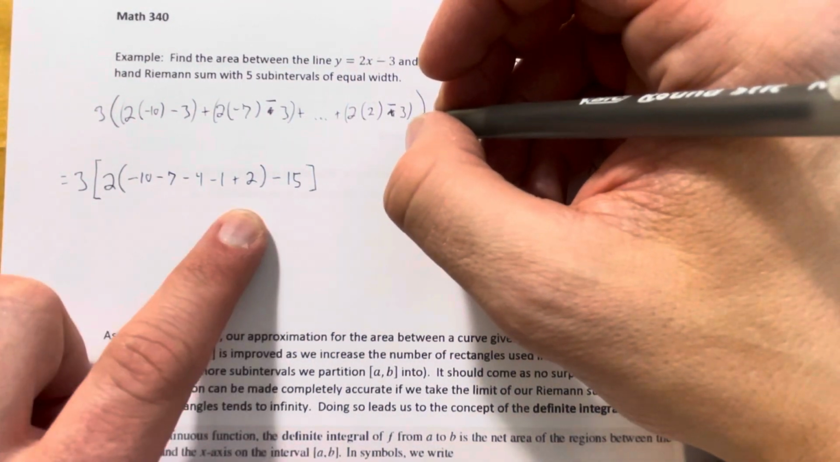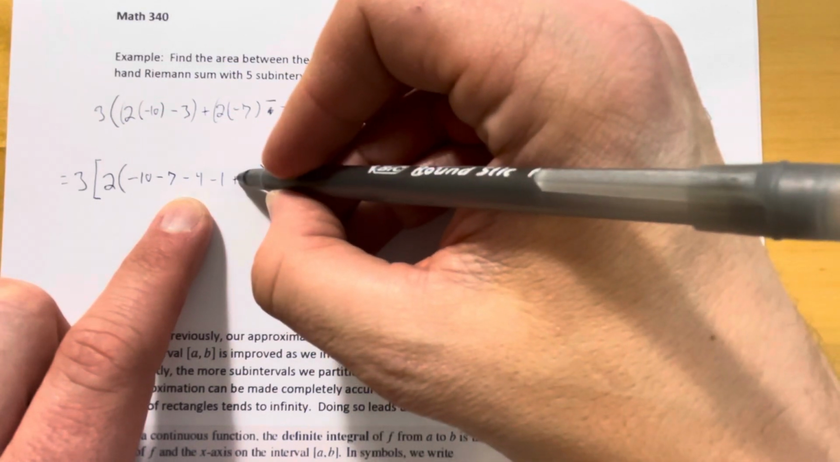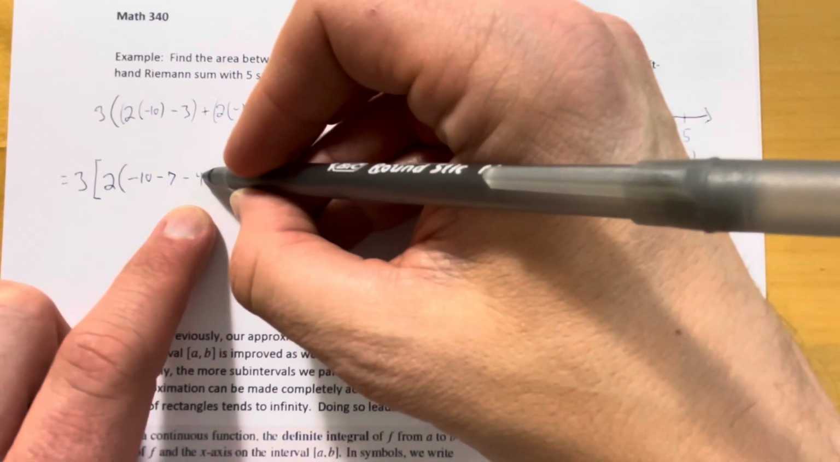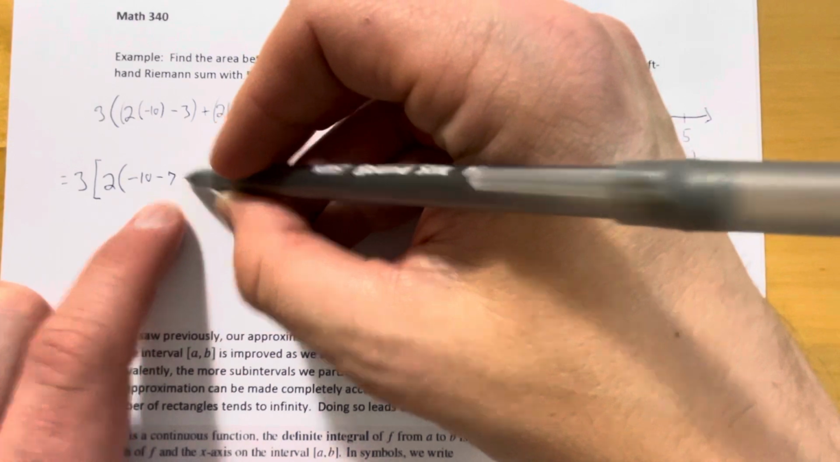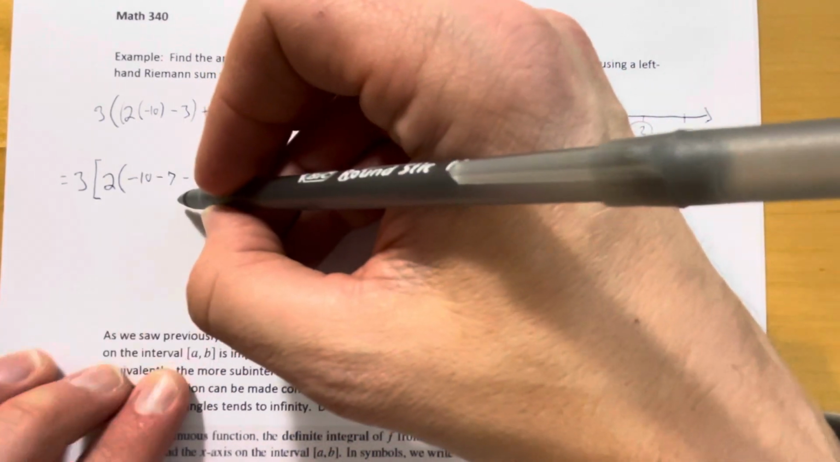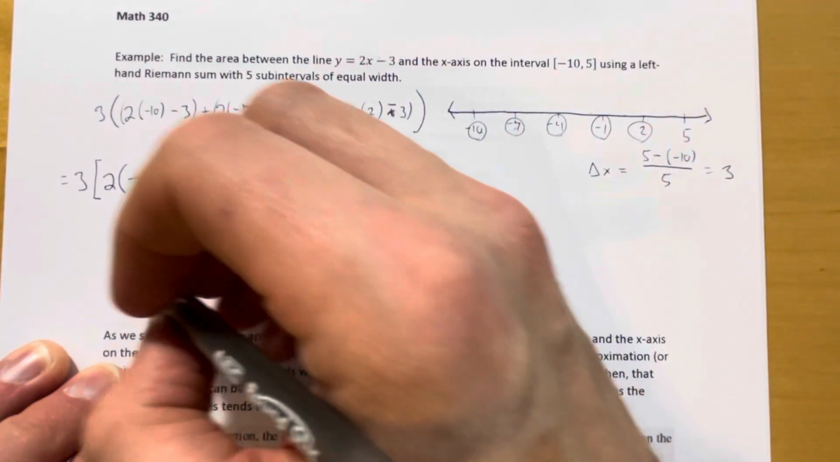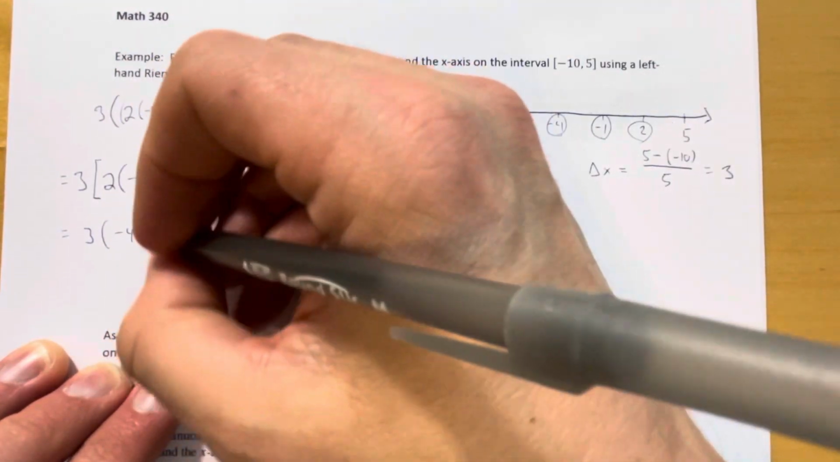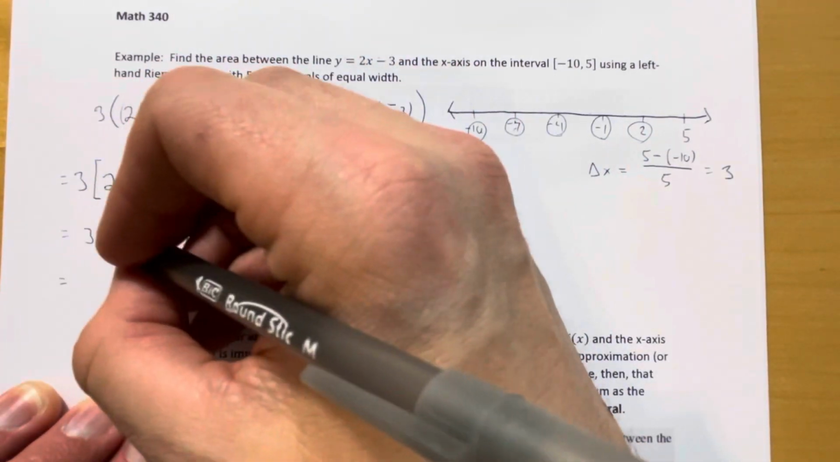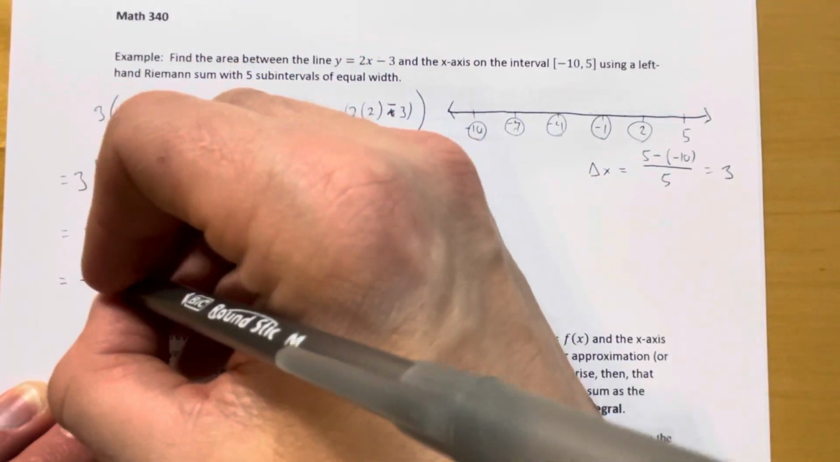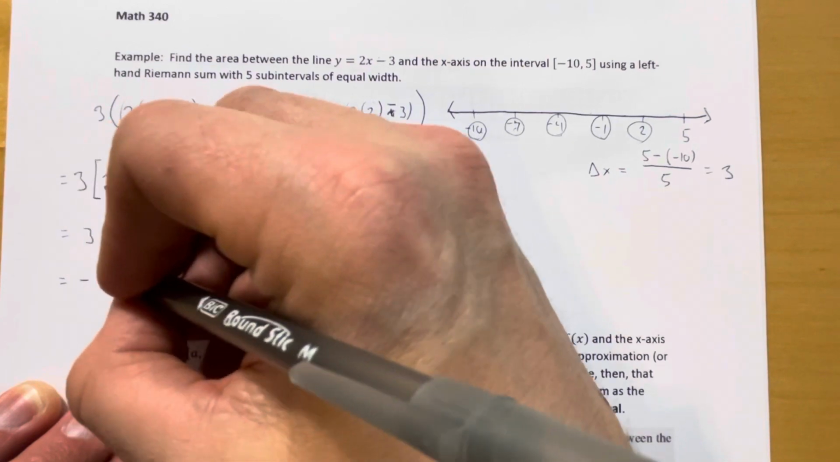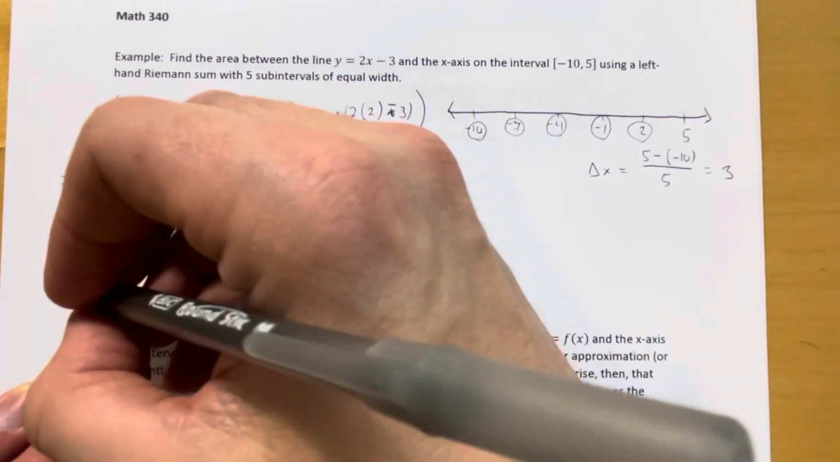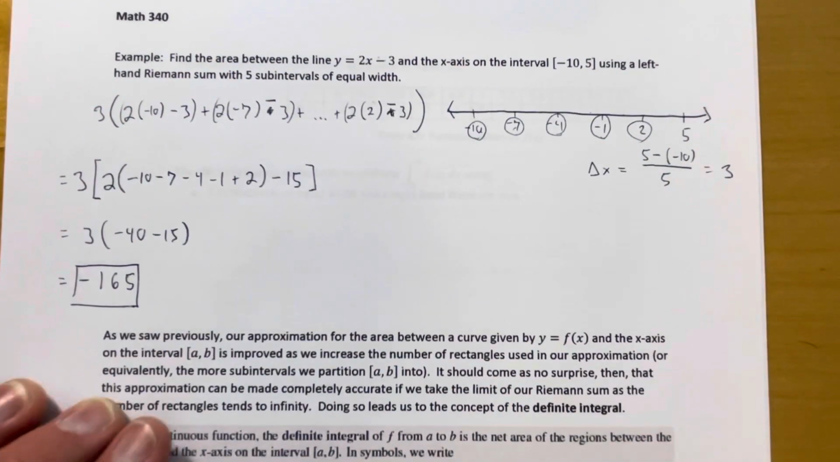So I have negative 1 plus 2, which is positive 1, plus negative 4, that would be negative 3. Negative 3 plus negative 7 is negative 10, plus another negative 10 is negative 20. Multiply that by 2, and I'm going to have negative 40 minus 15. That's negative 55, and 3 times negative 55 is negative 165. Okay, so this is my end result.